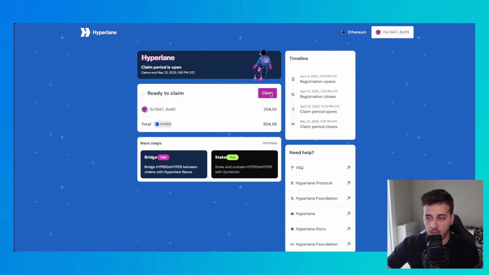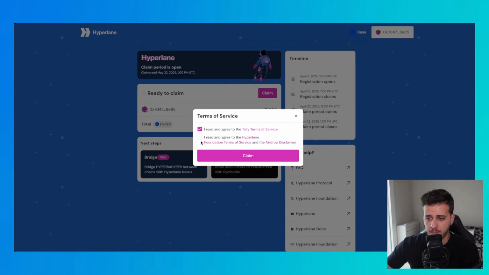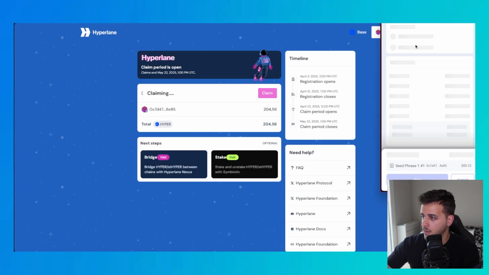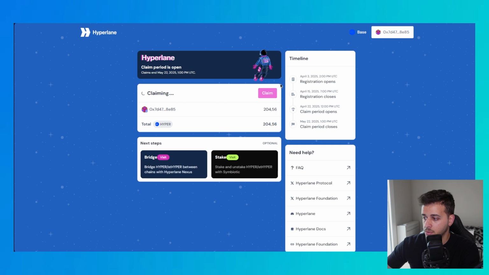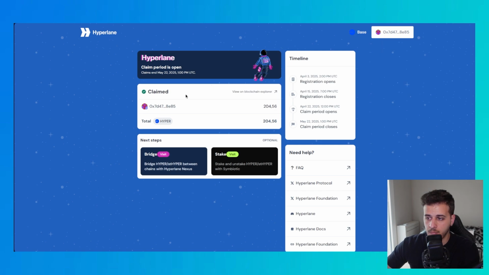There is this claim button. Click claim after you connect your wallet. We switch to the Base network. You can see my allocation is not really that big. It's a little bit disappointing. So hit the claim button. We accept the transaction on our wallet. I use Rabby wallet today. So we claim this allocation. All right, we claimed it, as it says over here.